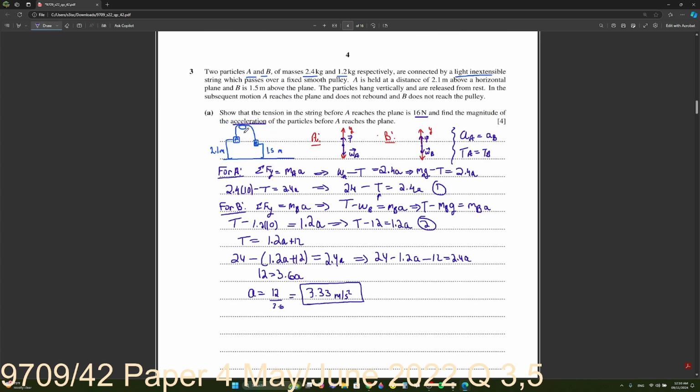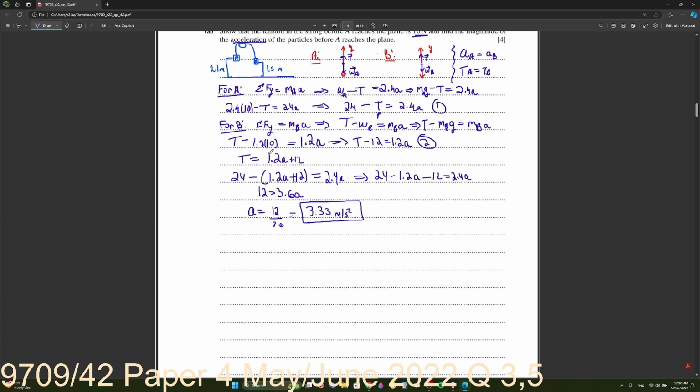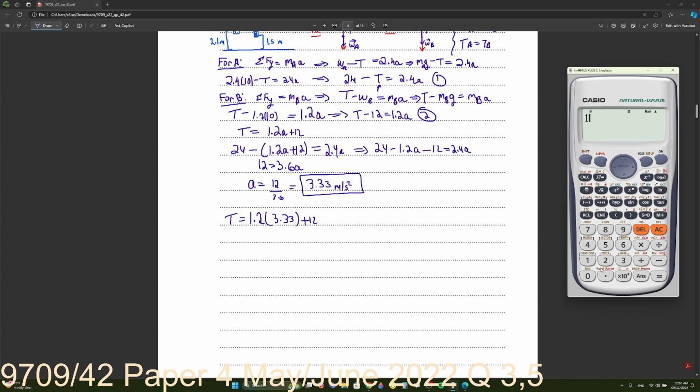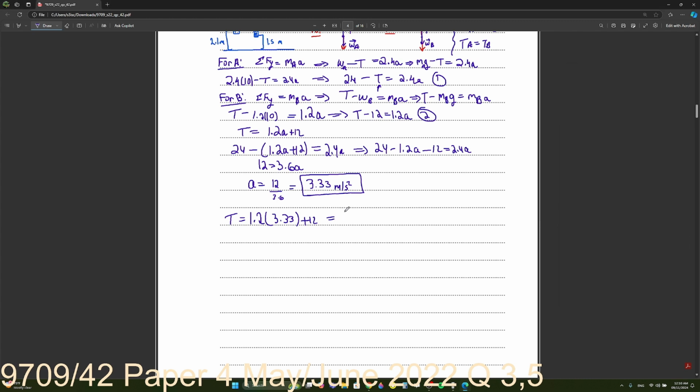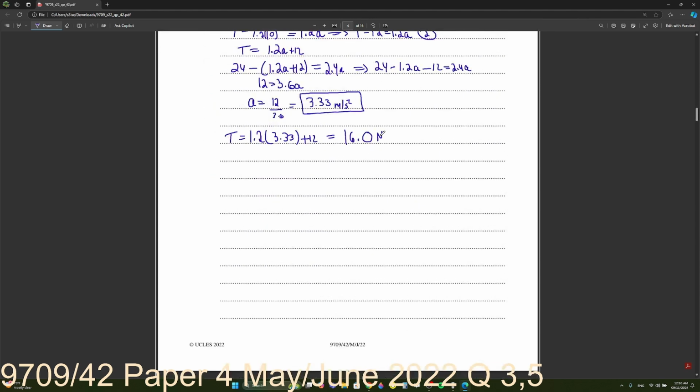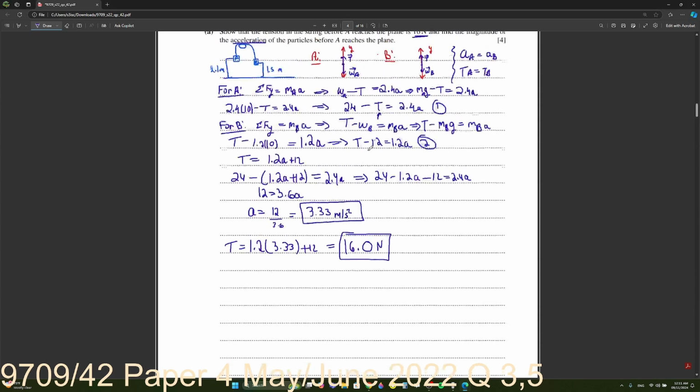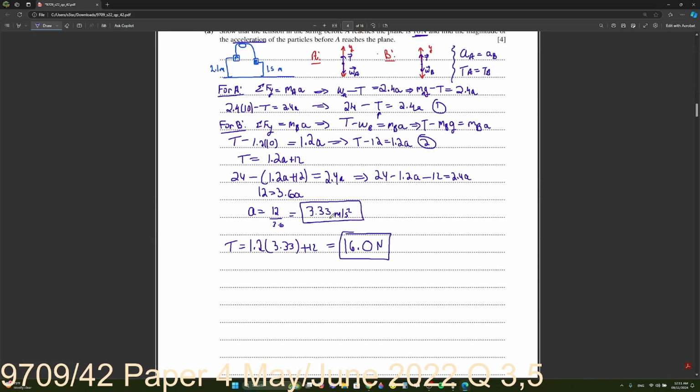What are they asking in the question? They're saying, show the tension is 16. So I also have to find the tension. We said tension is equal to 1.2a plus 12. So tension is equal to 1.2 times the acceleration, 3.33, plus 12. Put it in your calculator: 1.2 times 3.33 plus 12. You get 15.996. So to three significant figures, 16.0 newtons. Just like that, part A is done. So we showed the tension is 16 newtons and the acceleration is equal to 3.33.